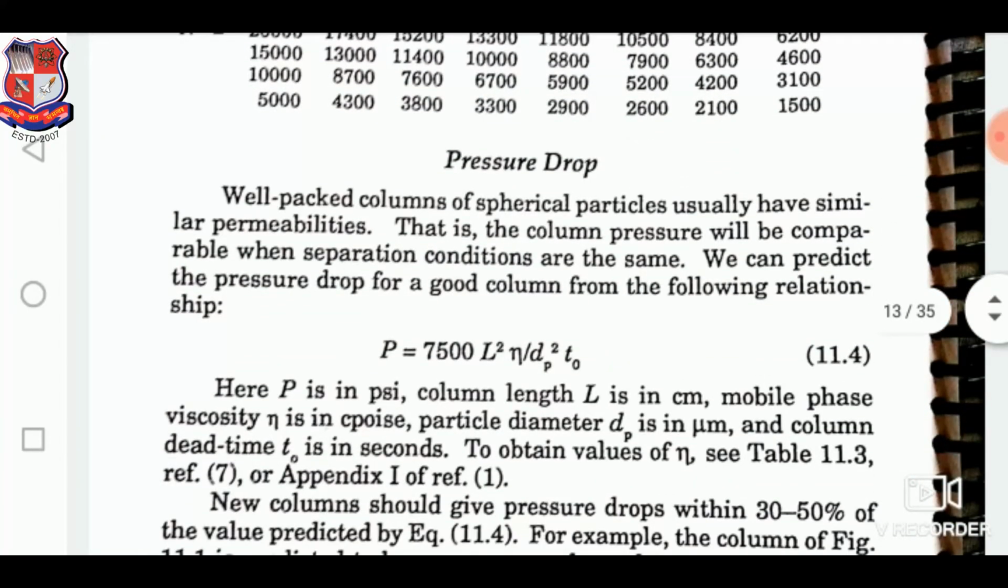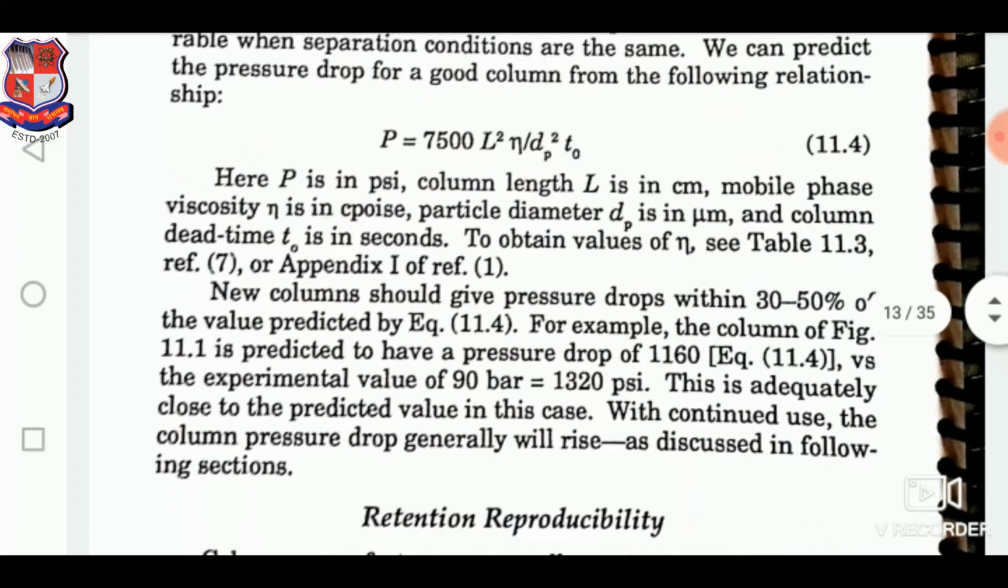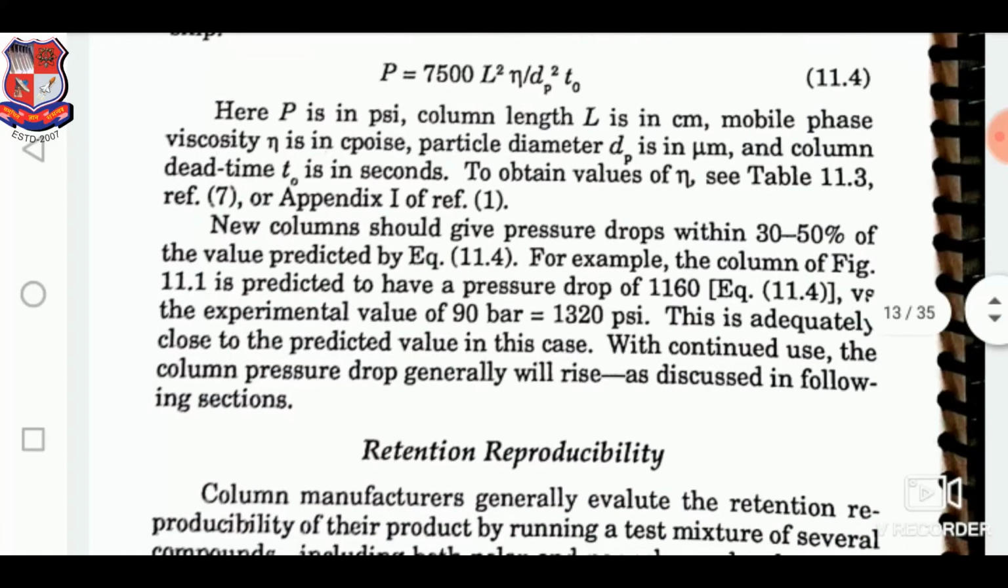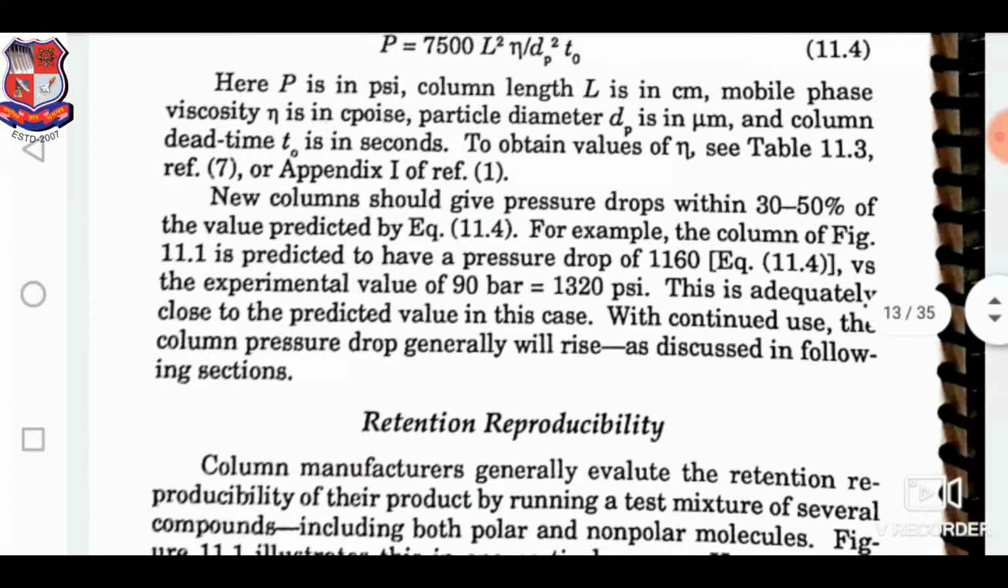Pressure drop. Well-packed columns of spherical particles usually have similar permeabilities. That is, the column pressure will be comparable when separation conditions are the same. We can predict the pressure drop for a good column from the following relationship. That is the equation. Here P is in psi, with the column length and the particle diameter. New columns should give a pressure drop within 30 to 50% of the value predicted by equation 11.4.